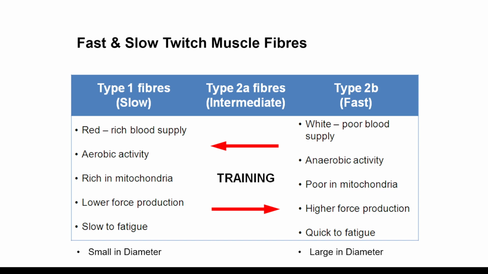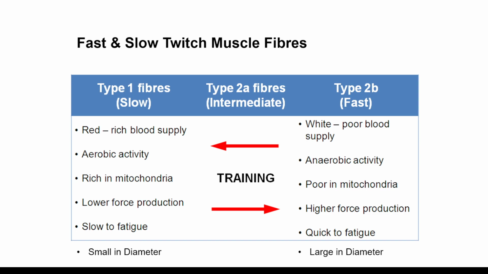Now the next thing I want to talk to you about is different types of muscle fibers, because we have something called a fast twitch and something called a slow twitch muscle fiber. So again, I would say quickly grab a screen grab of this because it would be important to know the difference. So your type 1 fibers are what we refer to as slow. Your type 2A are intermediate and your type 2B are fast.